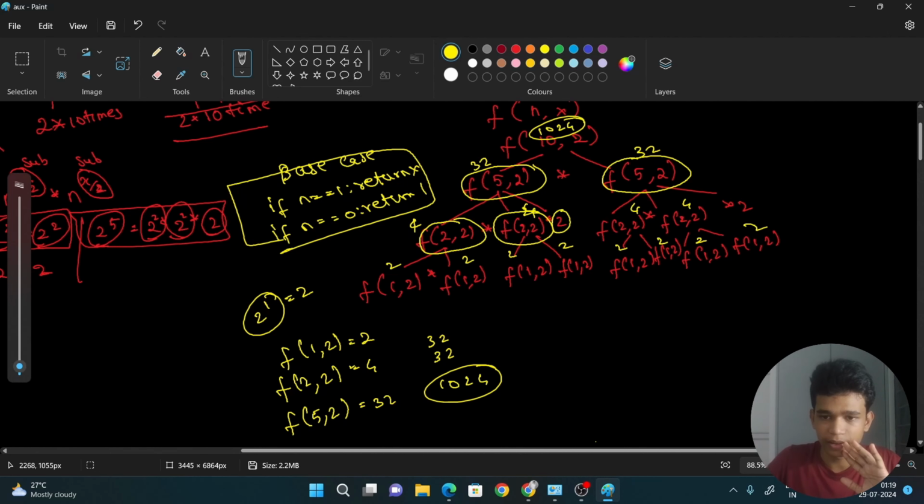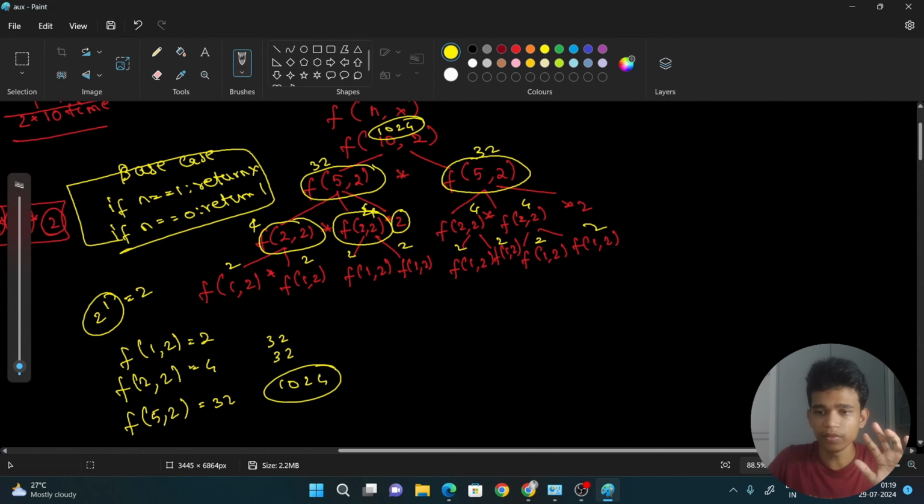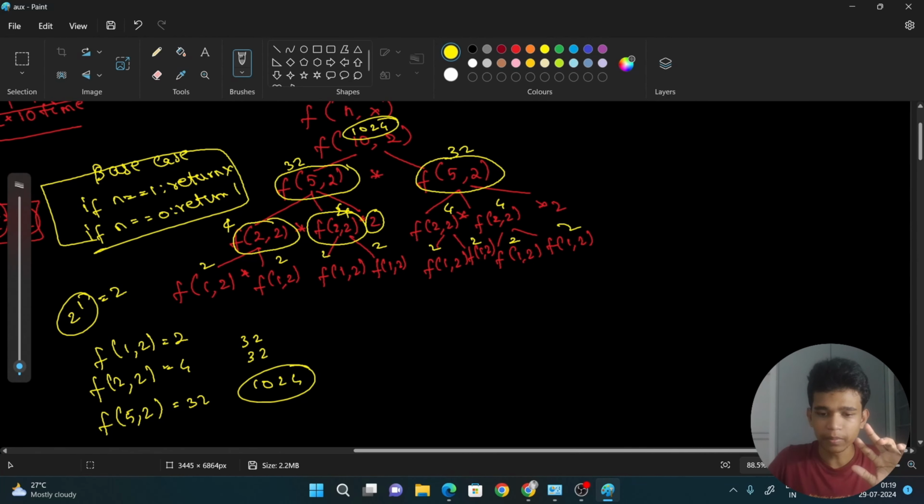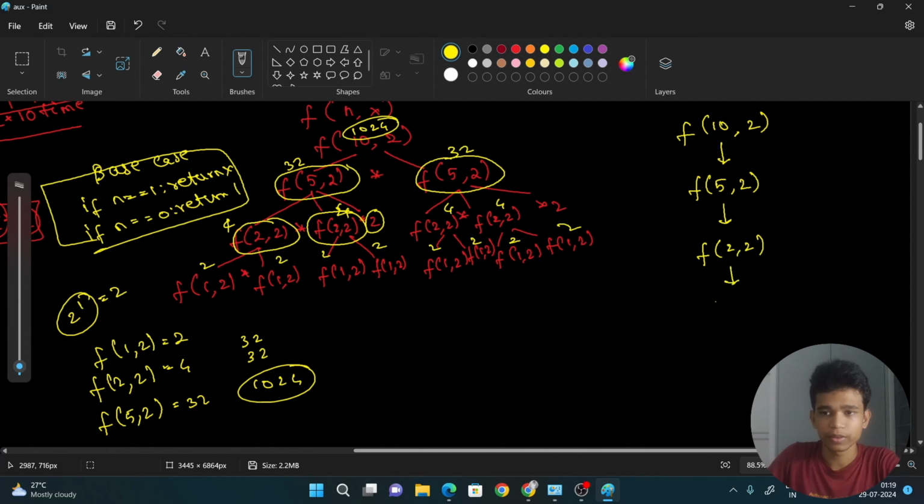So I can say if the power is even, I should multiply the result with itself alone. If it is odd, I want to multiply it with itself and also with x. So here I will write it in a simplified form. F of 10 comma 2 can be further classified as f of 5 comma 2, f of 5 comma 2. This can be further classified as f of 2 comma 2, which is further classified as f of 1 comma 2.